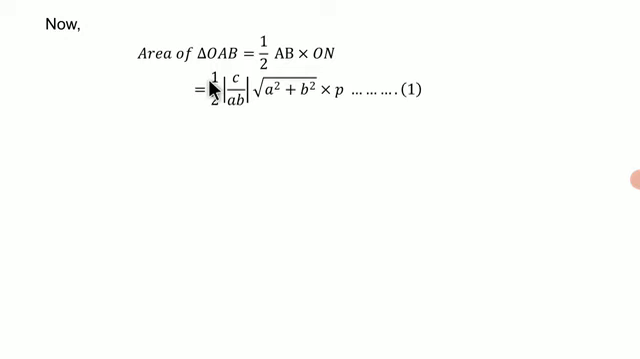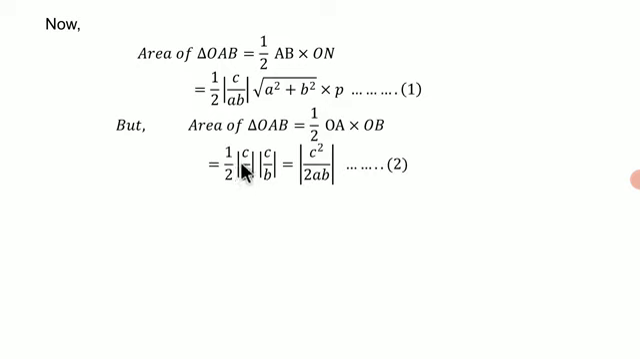Now again in the triangle, we can consider OA as the base and OB as the perpendicular. So again, the area of triangle OAB is 1 upon 2 into OA into OB. Substituting the values of OA and OB, it is equal to 1 upon 2 into mod c upon a into mod c upon b, which is equal to modulus of c square upon 2ab. We call this relation number 2.